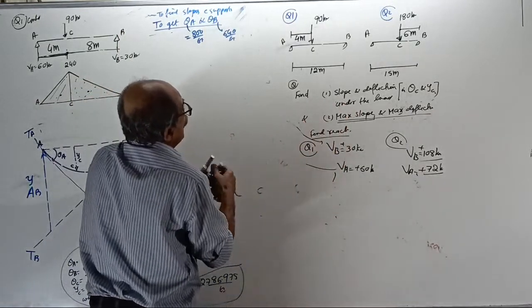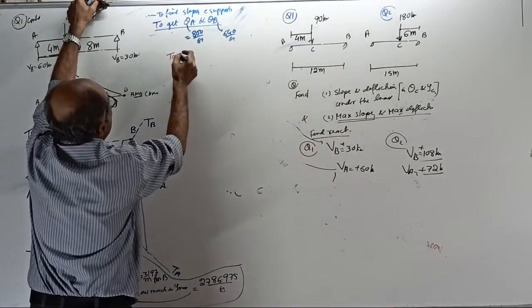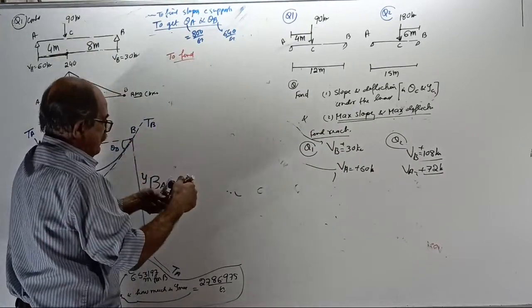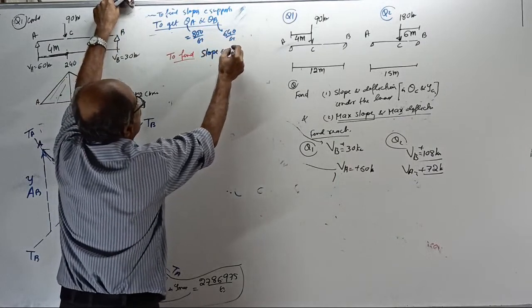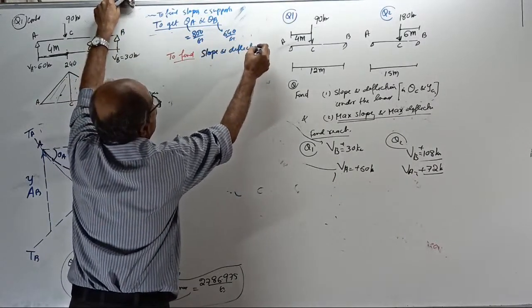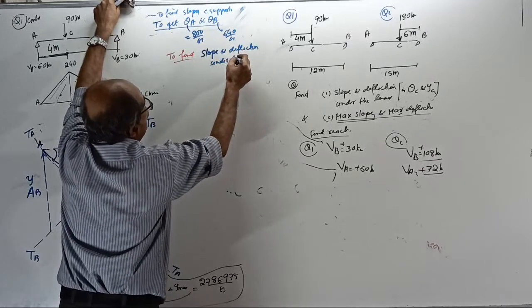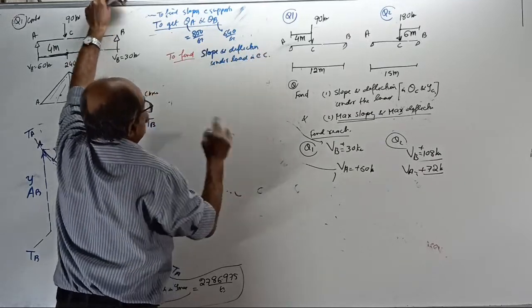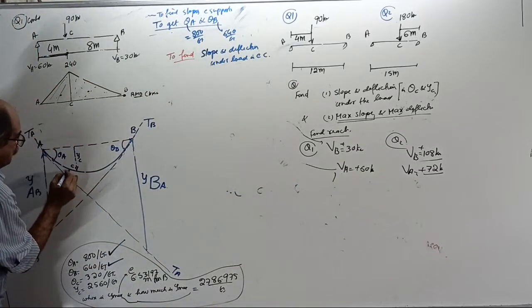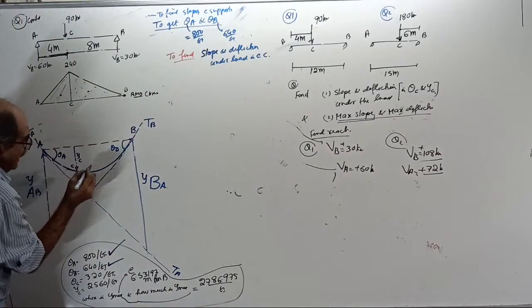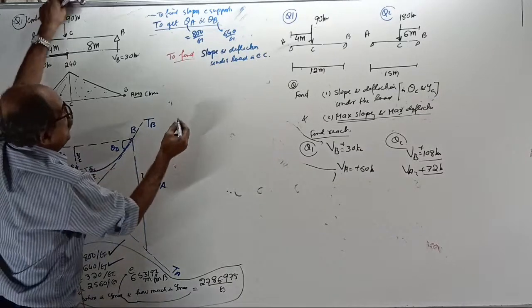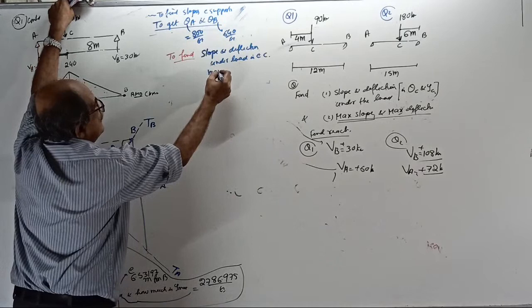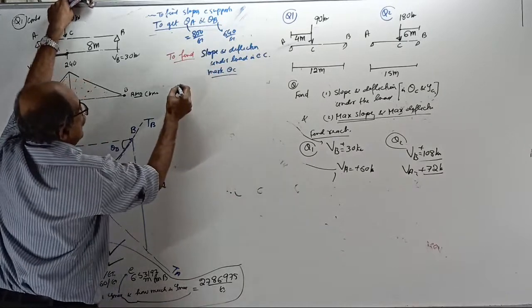Slope. Now, what do they want in the question? To find slope and deflection under the load, that is at C. Okay, do one thing. At C, mark the tangent. This is already known to you. If I draw a horizontal line here, this is your theta C. Now, mark theta C. Then apply the first theorem.